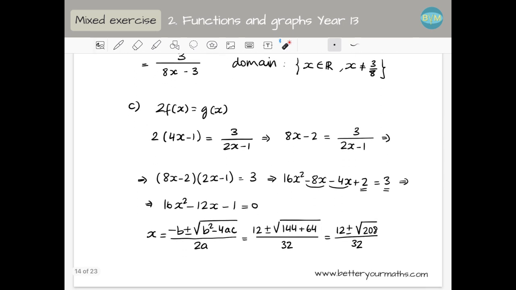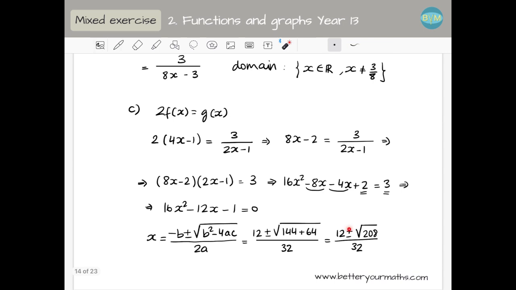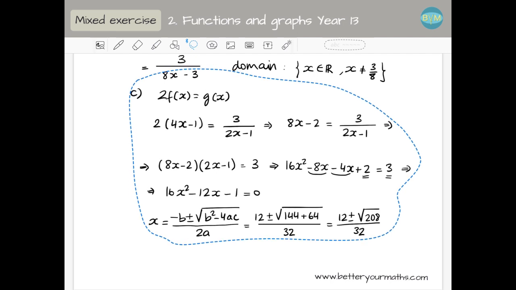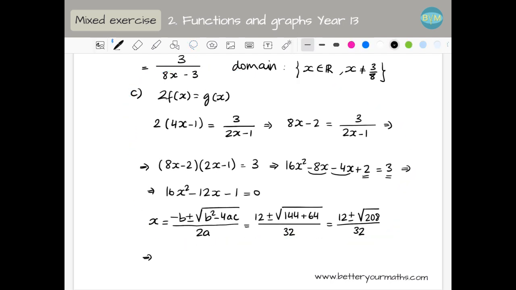They say give the answer to 3 decimal places, so we are going to get the calculator. We are going to use one with the plus, and another with the minus. So I'm going to do 12 plus root 208 divided by 32, and the same with the minus. And we get two values of x, and we are going to write them already to 3 decimal places. So one solution is 0.826, and the other one is minus 0.076 to 3 decimal places. And that's all with this question.